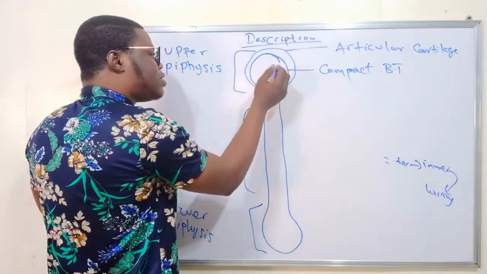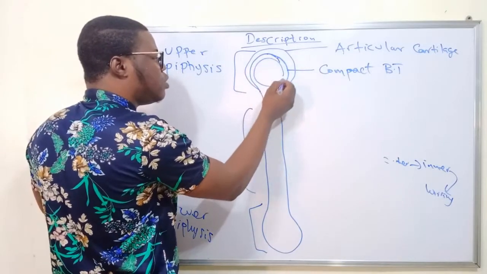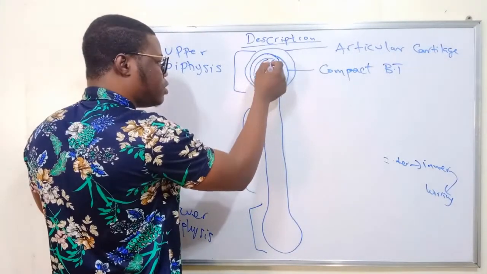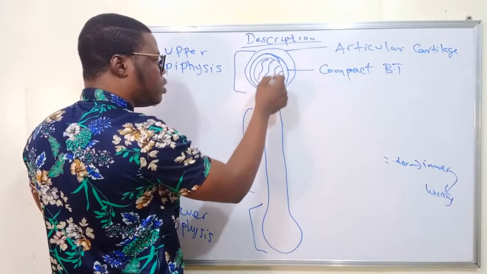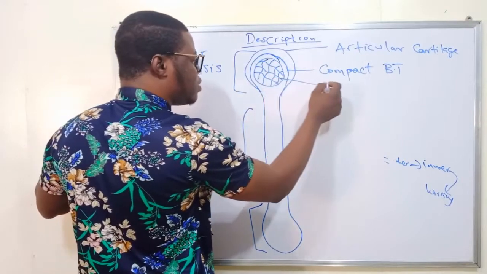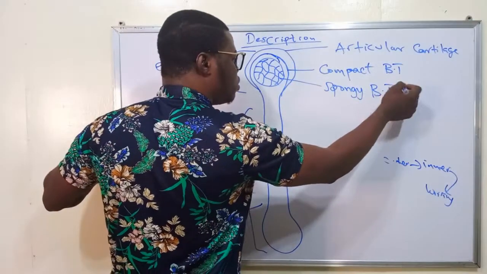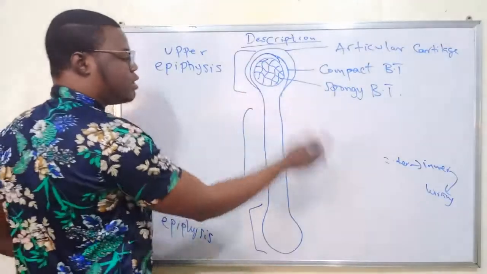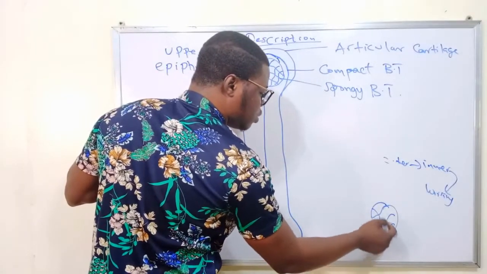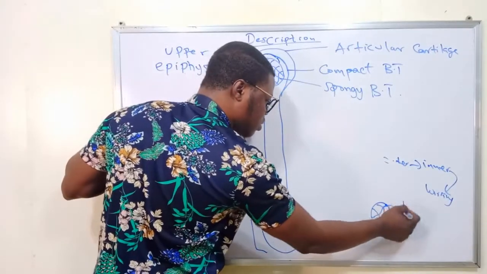Now, after that, you are going to bring in the inner spongy bone tissue. So this compact bone is the outer, and the inner is the spongy bone tissue right here. So you label this as spongy bone tissue. This spongy bone tissue is mesh-like or net-like in structure. The structure inside this is called the trabeculae.